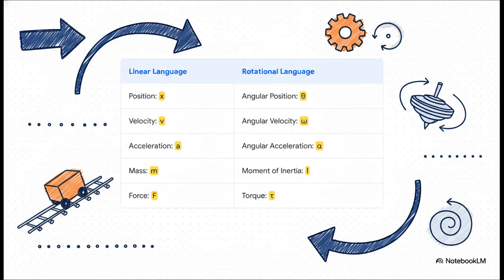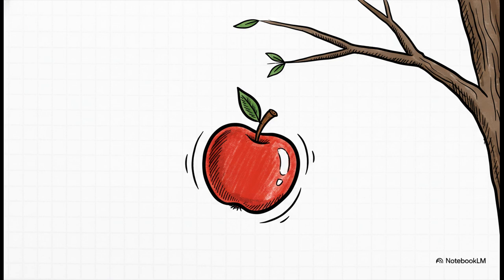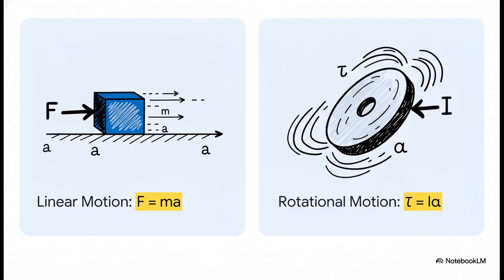So what does this actually let us do? Well, it lets us take what is maybe the most famous equation in all of science, Newton's second law of motion. You definitely know this one. Force equals mass times acceleration. F equals ma. Now, just watch what happens when we use our new dictionary. We just swap out each piece for its rotational twin. Force becomes torque, mass becomes moment of inertia, and linear acceleration becomes angular acceleration. The legendary F equals ma becomes its equally powerful twin, tau equals I times alpha. It is the exact same beautiful logic, just for things that spin.